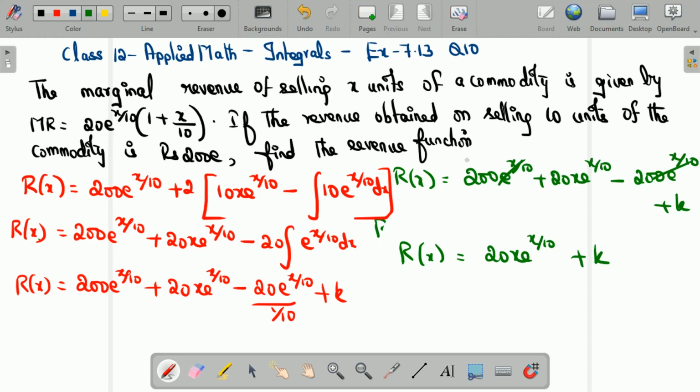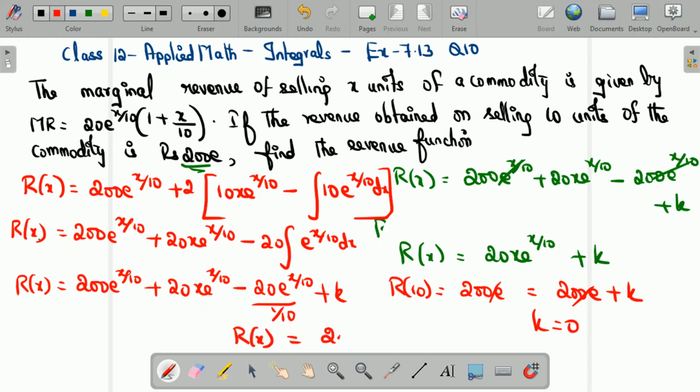Now what is it they have given? On selling 10 units, the revenue obtained is going to be 200e. So let's substitute. R(10) is going to be equal to 200e, which is nothing but, let's substitute 10 here. So this is 200 e^(10/10), which is e^1, plus k. On simplification, k is equal to 0, which means your final R(x) is going to be just 20x e^(x/10). So this is going to be the final answer.